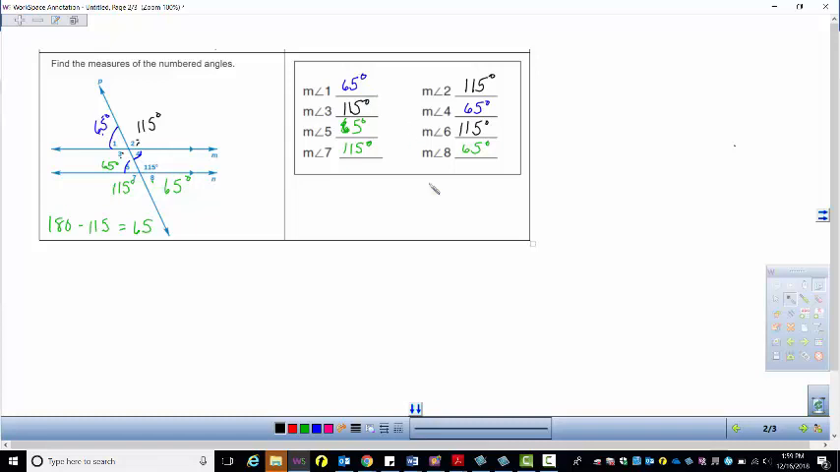All right, so what you're going to do now is go back to Canvas and try the practice with these and use your notes to help you get through it.